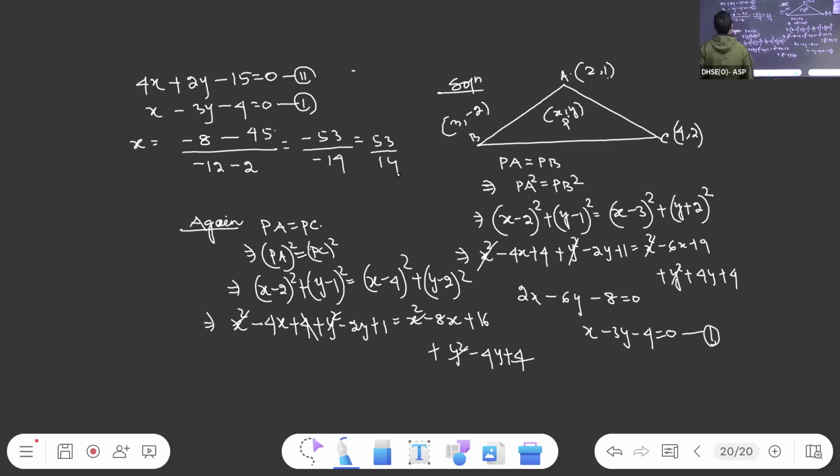Similarly, we'll get the value of y. Y is equal to c1a2 minus c2a1 divided by minus 14. This is equal to minus 1 upon 14. This is the answer. Clear?